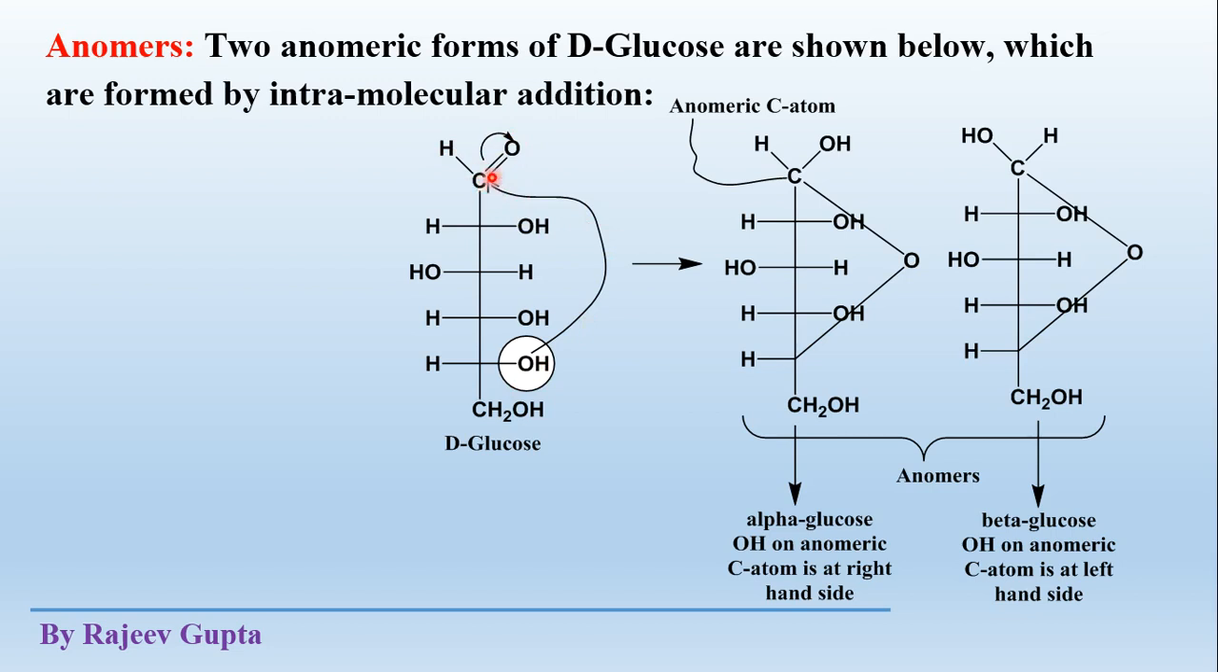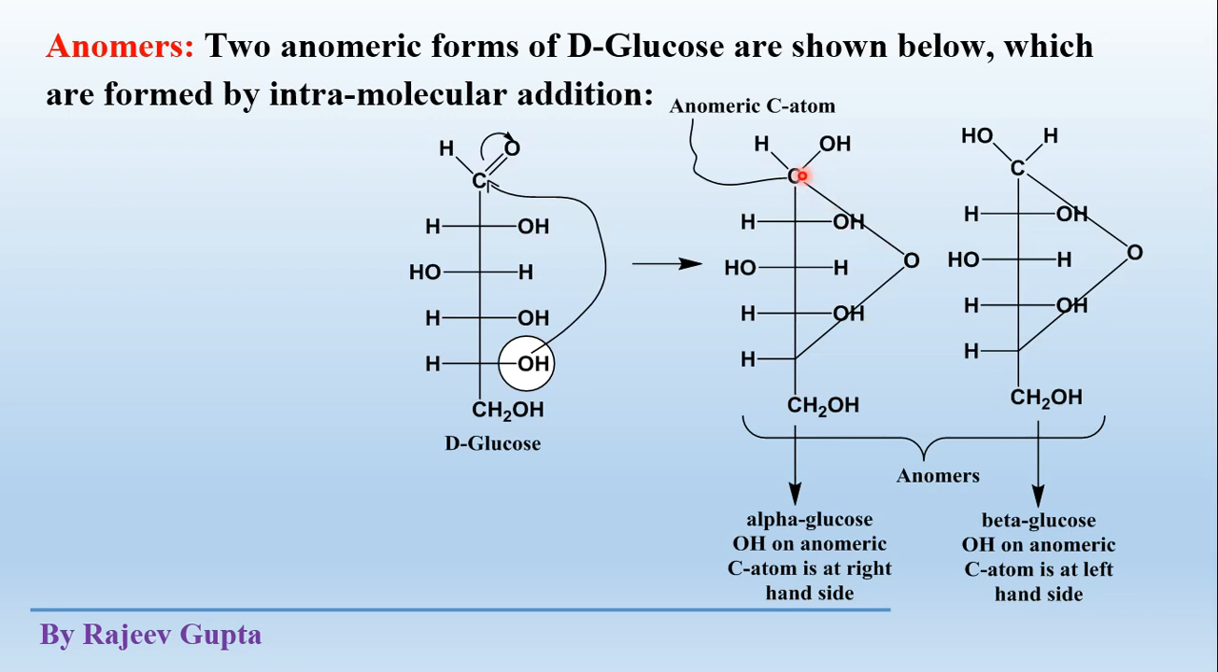Now, according to stereochemistry, we can get two types of diastereomers. So this carbon atom is called the anomeric carbon atom. Two anomeric forms of D-glucose are shown below, which are formed by intramolecular nucleophilic addition. In D-glucose, when the OH group on the last chiral center attacks this carbon and this nucleophilic addition takes place, then a cyclic structure forms.